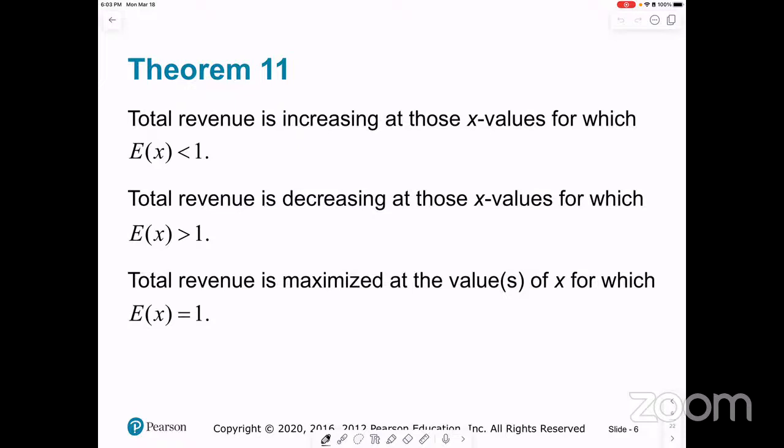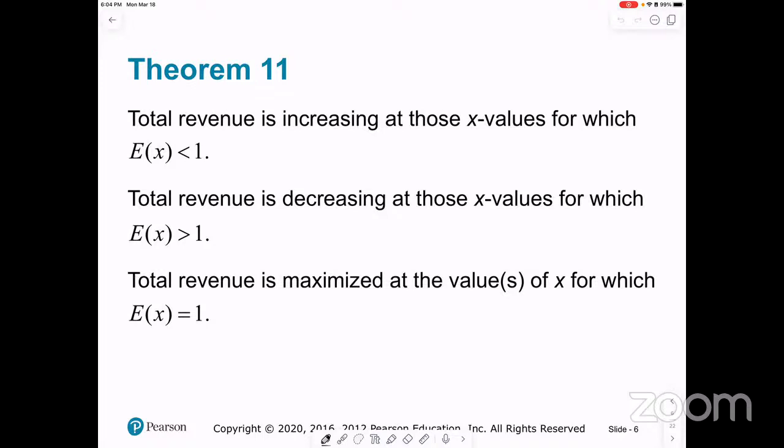We have this theorem 11. Total revenue is increasing at those x values for which the elasticity is less than 1. So when the elasticity is less than 1, the total revenue is increasing. When the elasticity is greater than 1, the total revenue is decreasing at those values of x. And the total revenue is maximized at the values of x for which the elasticity is equal to 1.